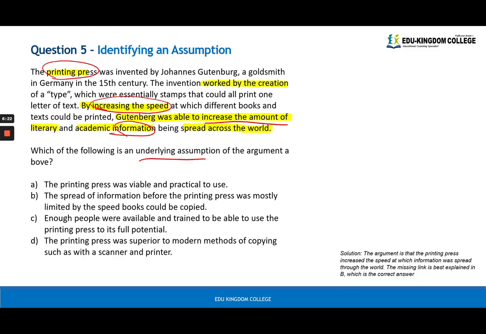So what is the assumption? The assumption is B, right? That the spread of information before the printing press was mostly limited by the speed books could be copied. So it's saying that this increase of speed is the only thing that allowed information to be spread faster and quicker, which might not be the case. There might be other ways of spreading information, not just through books, and we have completely ignored those by using this direct causation. So we're saying that this speed increase caused more information to be spread when it might be other stuff as well.